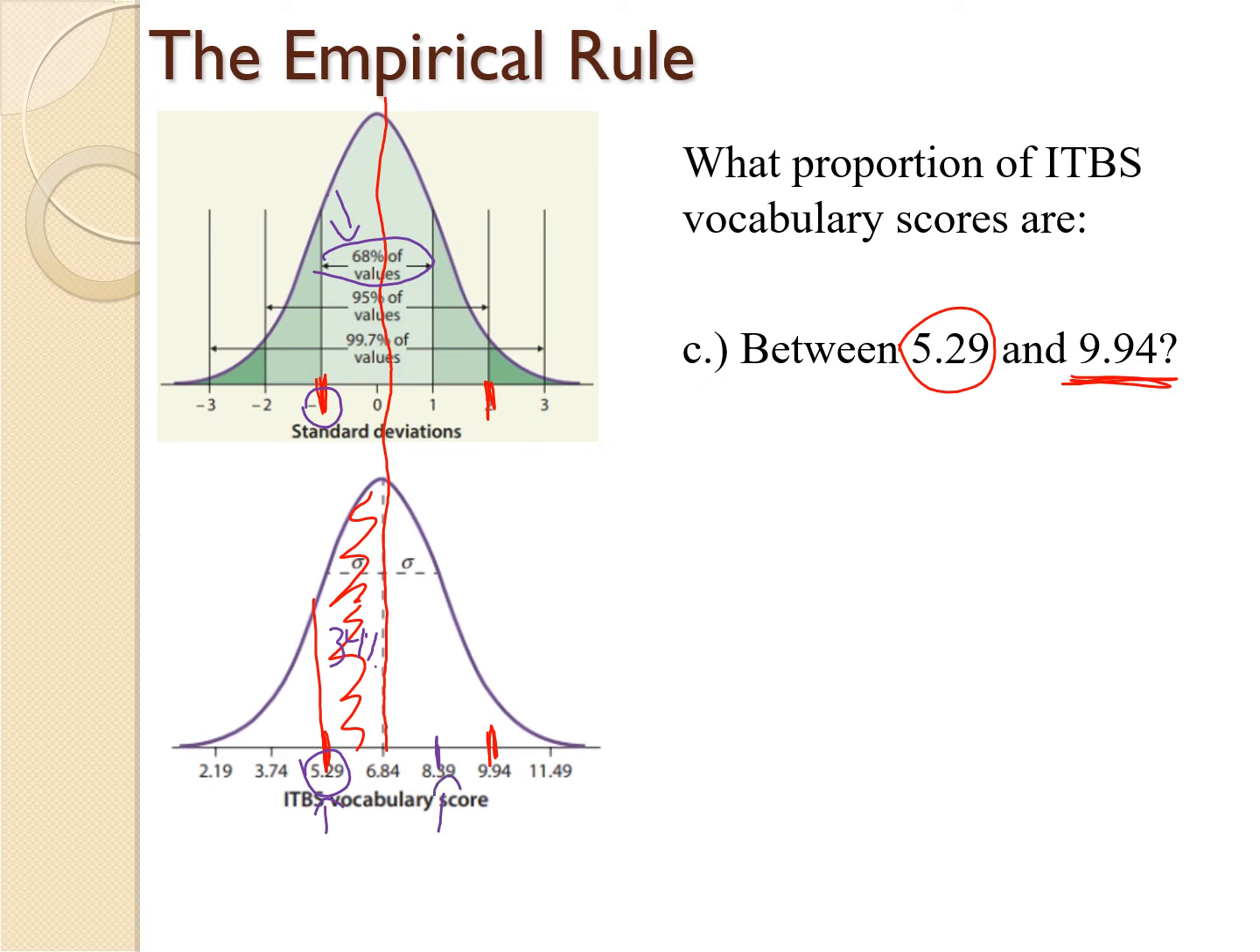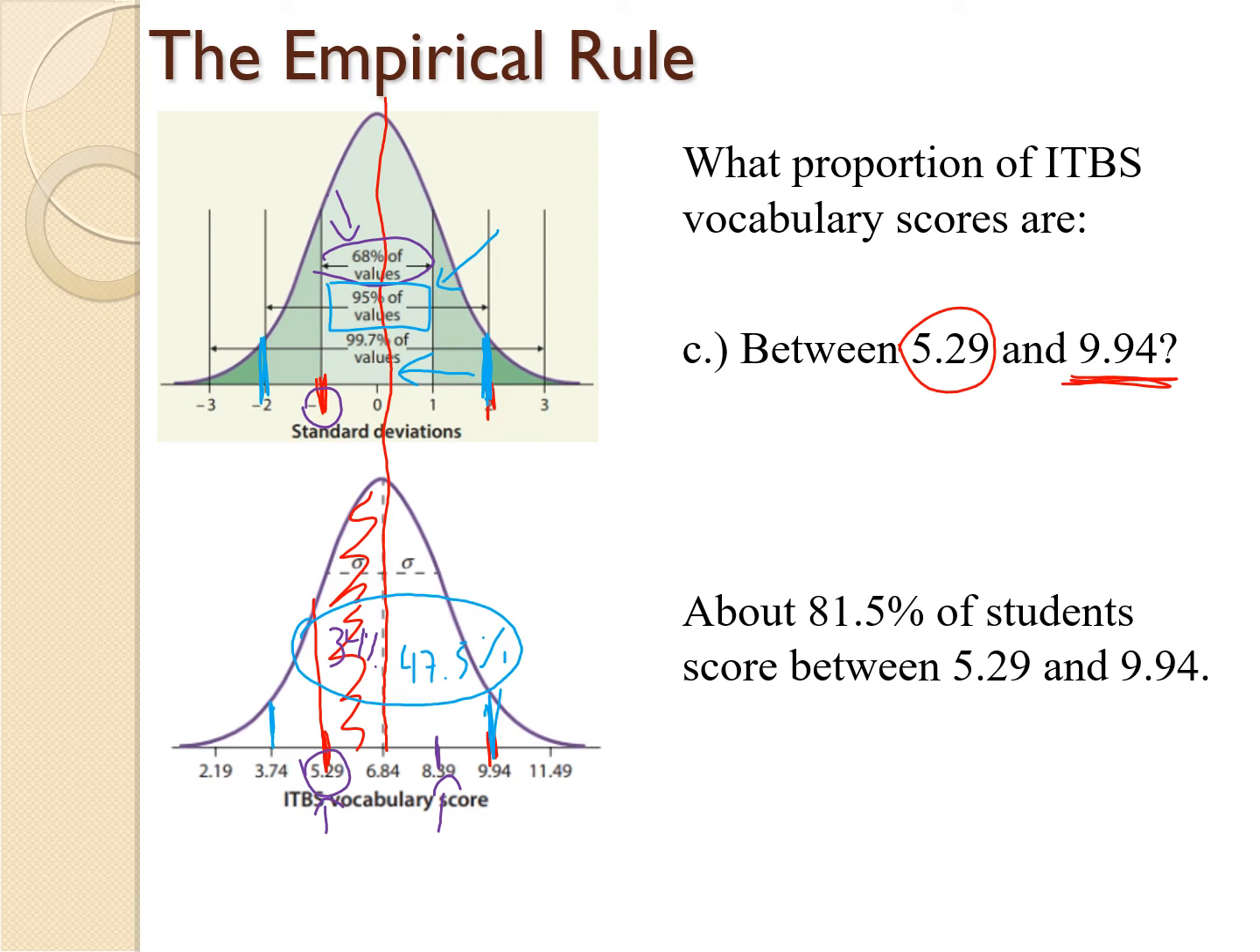And then we'll do the same exact thing for the 9.94. That's 2 standard deviations above the mean, which puts it on the border of that 95% if we went from here all the way over here. Okay, but again, we're just going to stop halfway. Okay, which means we're going to take half of 95%, which is 47.5%. So our answer for this one is going to be these two values added together. About 81.5% of students score between a 5.29 and 9.94.